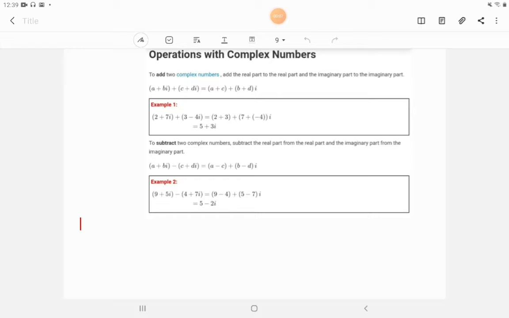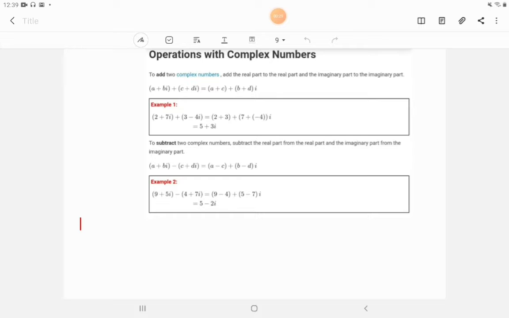Operations with complex numbers is very simple to do, and we will discuss how to do it, and I will show you some examples. Let's start with adding and subtracting two complex numbers.